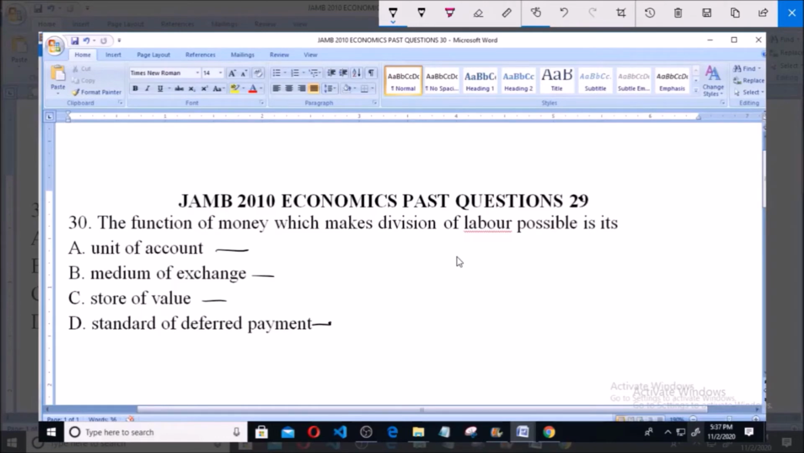Money can serve as a medium of exchange through which people can exchange goods and services. It can be used to buy different varieties of goods and services. This facilitates the means of exchange. So option B is the correct answer, medium of exchange.